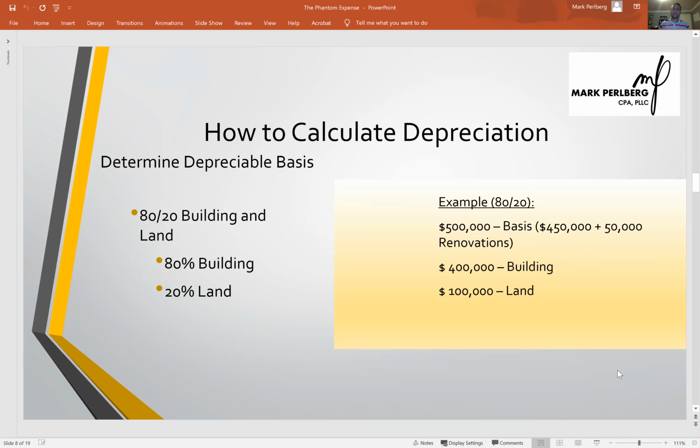So in this instance, let's say we do some analysis, we look at some comps and tax assessments and appraisals, and we find that basically we have a ratio of 80% to the building and 20% to the land in this example. We purchased it for $500,000. That would mean $400,000 would be attributable to the building and depreciate over time, and then $100,000 would be attributable to the land and would not depreciate.